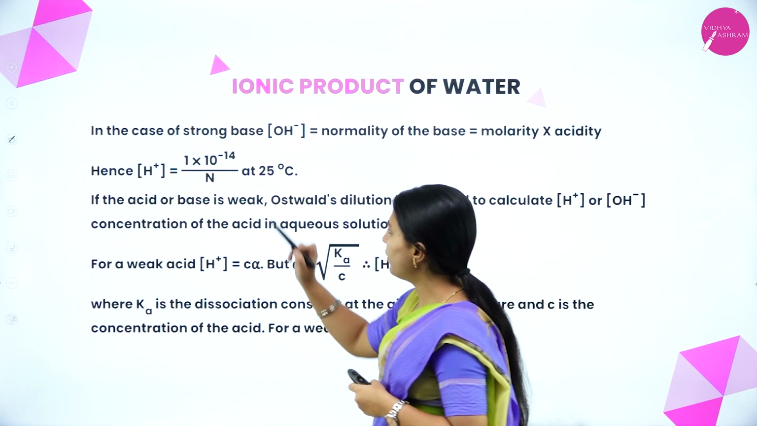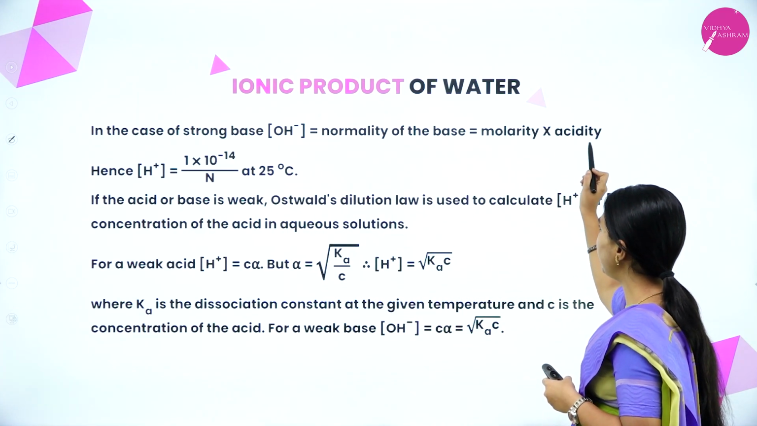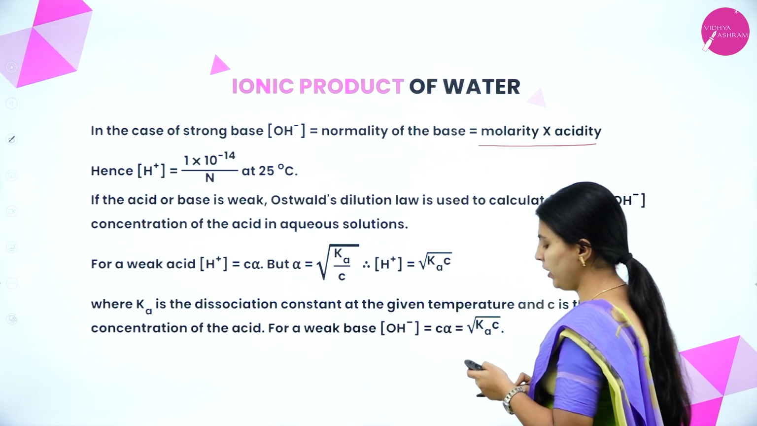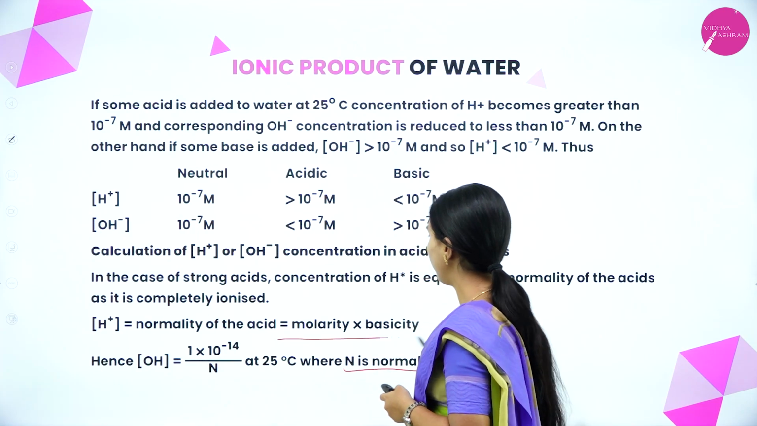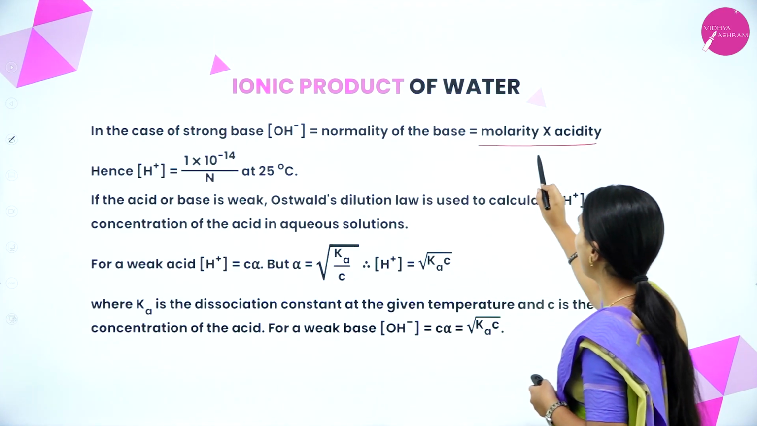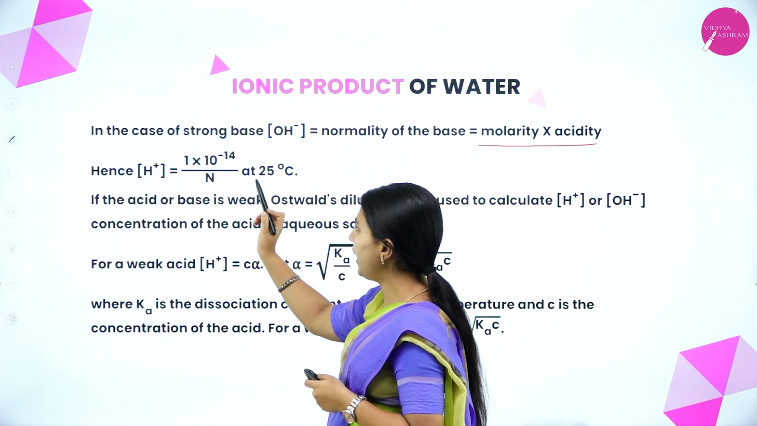In case of a strong base, OH minus equals normality of the base, equal to molarity into acidity. This formula you have to know. Here one formula and here one formula. Normality of acid, molarity into basicity. Normality of the base, molarity into acidity. Same thing, H plus equals 1 into 10 to the power of minus 14 by N.